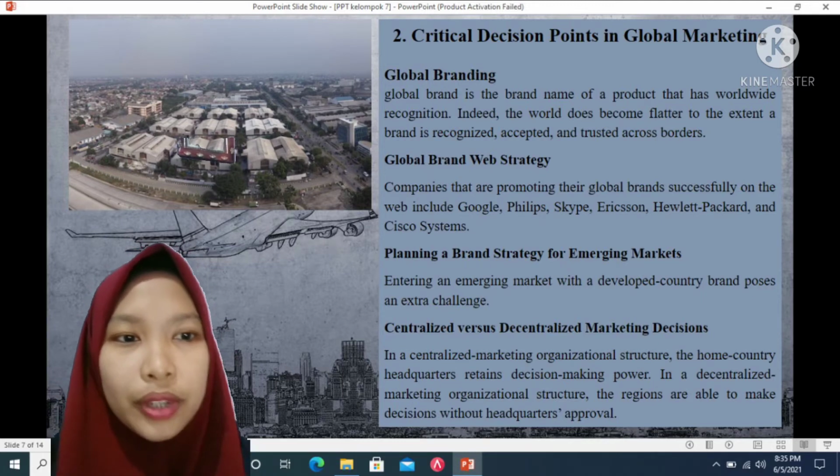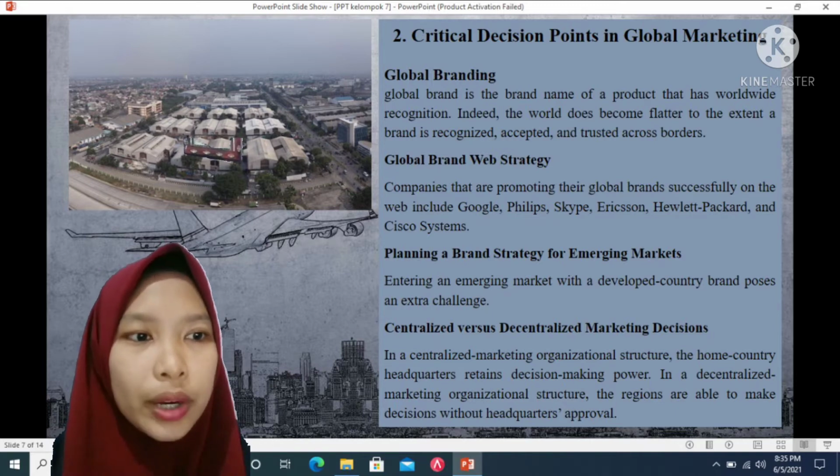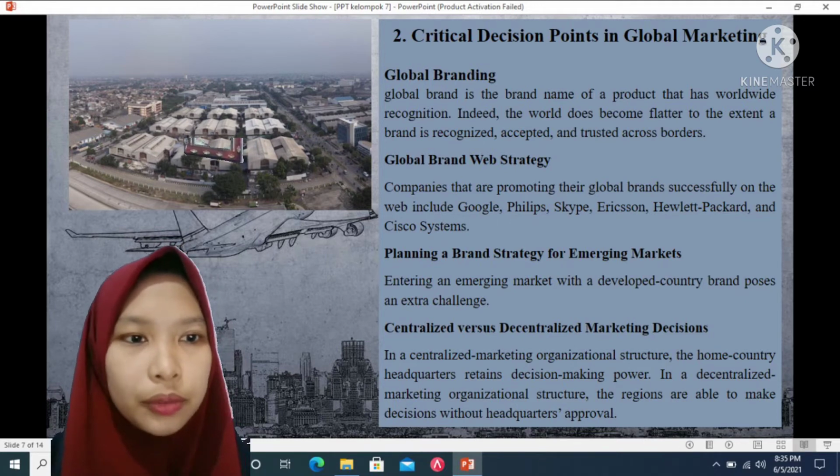The advantages of creating a global brand are economies of scale in production and packaging, which lower marketing costs while leveraging power and scope. The disadvantages, however, are that consumer needs differ across countries, as do legal and competitive environments.